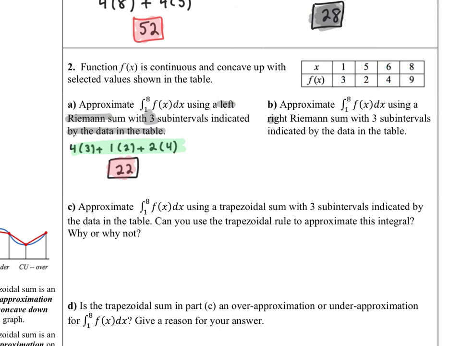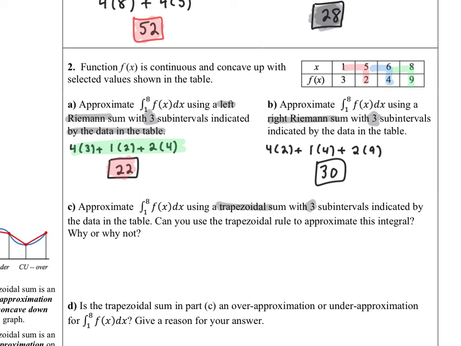Part B is asking for a right Riemann sum with 3 subintervals. Rectangle number 1 is 4 units wide. This time I'm using the height on the right side, which is the 2, so it's a 4 by 2. Rectangle number 2 is a 1 by 4. And rectangle number 3 is a 2 by 9, giving me a right Riemann sum approximation of 30 on that one. In part C, I'm going to do a trapezoidal sum, 3 subintervals.